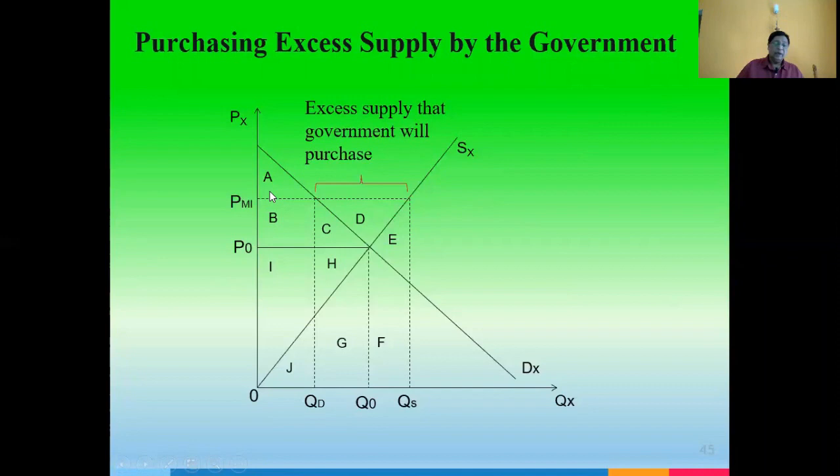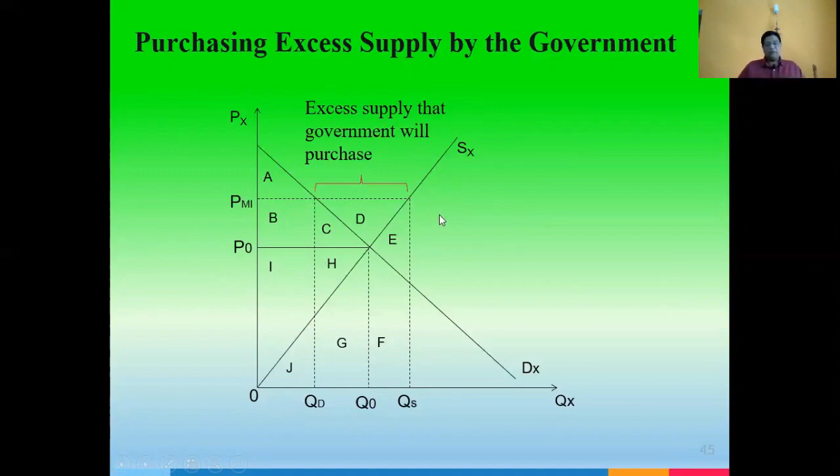Then, due to minimum price, consumer surplus would be declined by the amount of B, C. Now, consumer surplus is given by the area of B. However, when government purchases excess supply at the minimum price, producer surplus increases by the amount of B, C, D. Now, producer surplus is given by the area of I, H, B, C, D. Increase in producer surplus is given by the area of B, C, D.